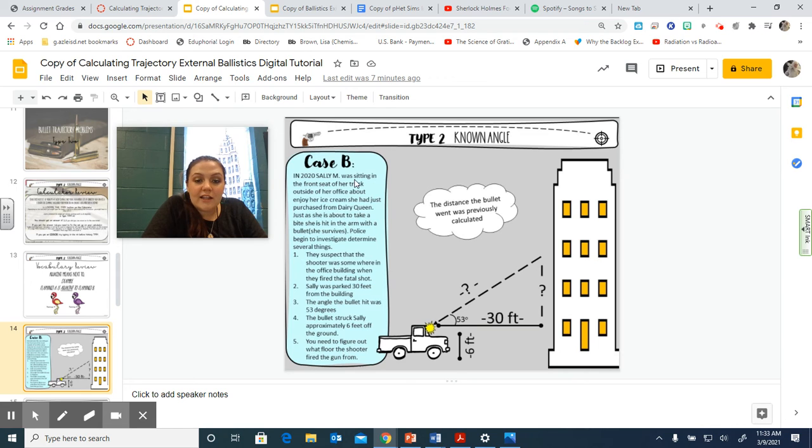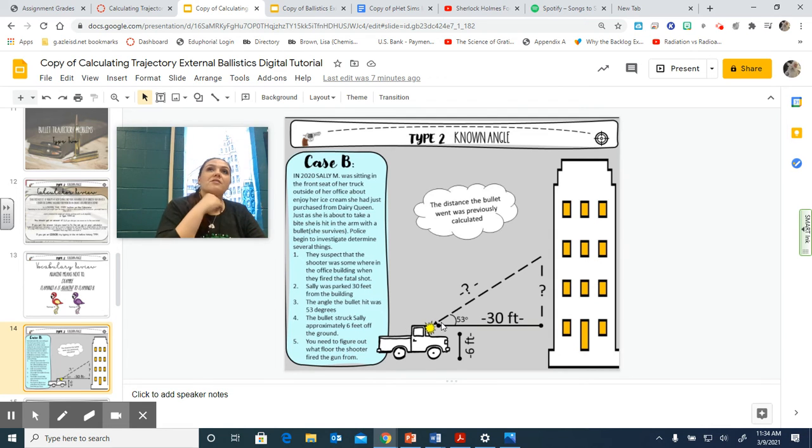In 2020, Sally M was sitting in the front seat of her truck outside of her office about to enjoy ice cream she had just purchased from Dairy Queen. Just as she is about to take a bite, she gets hit in the arm with a bullet and she survives. The police begin to investigate and determine several things. The suspect, the shooter, was somewhere in the office building when they fired the shot. Sally was parked 30 feet from the building. The angle the bullet hit was 53 degrees.